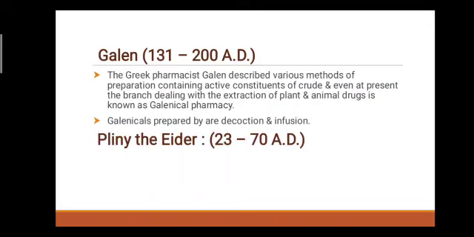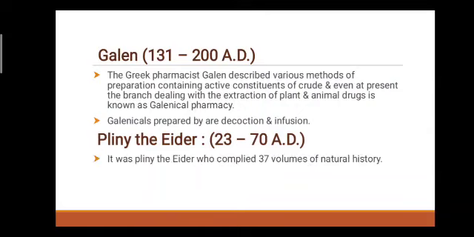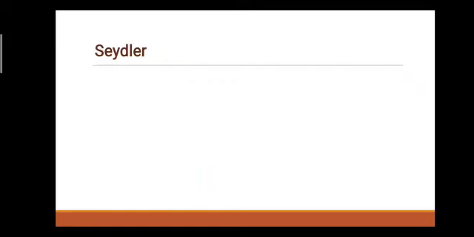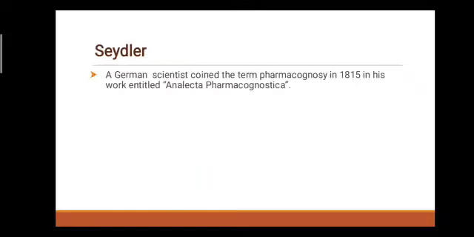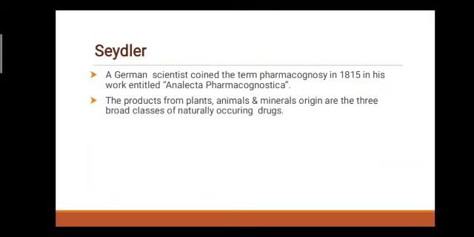Pliny the Elder, 23 to 70 AD. It was Pliny the Elder who compiled 37 volumes of natural history. Seydler, a German scientist, coined the term pharmacognosy in 1815 in his work entitled Analecta Pharmacognostica. The products from plant, animal, and mineral origin are the three broad classes of naturally occurring drugs.